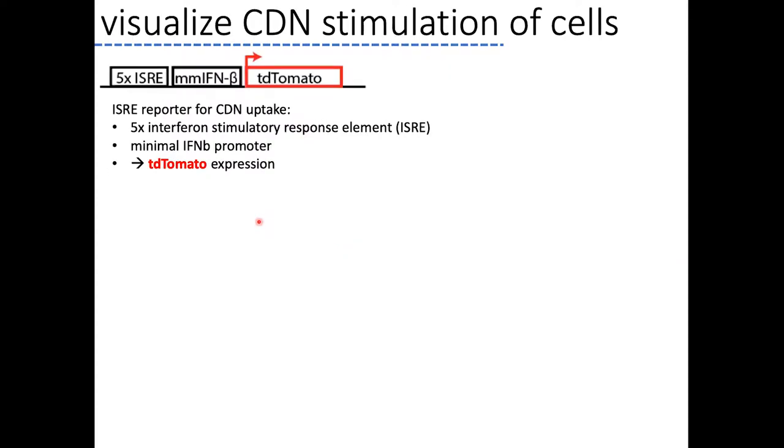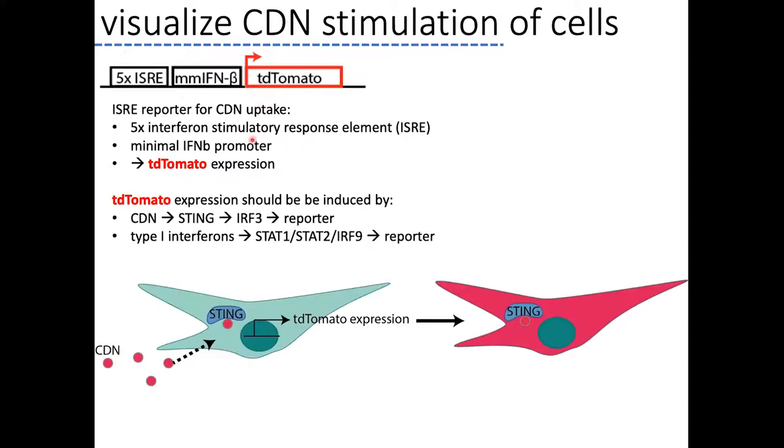To visualize CDN stimulation in cells, we generated a reporter that is composed of 5 interferon stimulatory response elements, followed by a mouse minimal interferon beta promoter that drives the expression of the fluorescent protein tdTomato. tdTomato can be induced via CDNs, which go through STING and the transcription factor IRF3, or via type 1 interferon, which goes through the transcription factors STAT1, STAT2, and IRF9. In both cases, the cell should turn red upon activation.